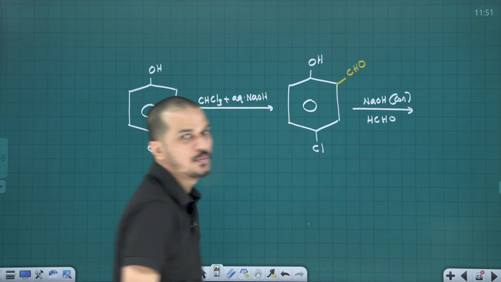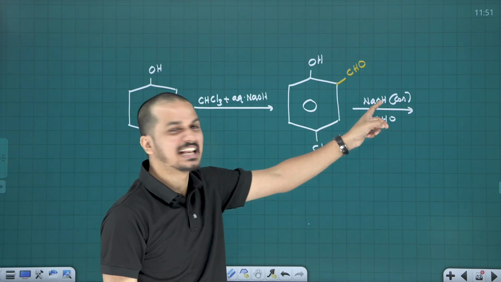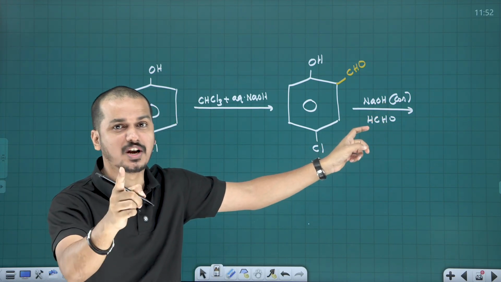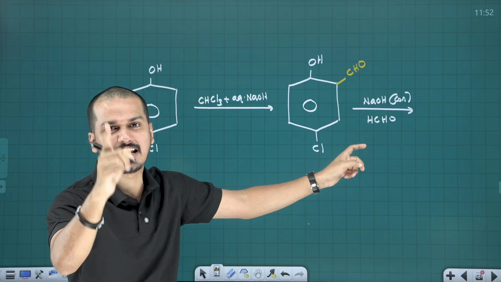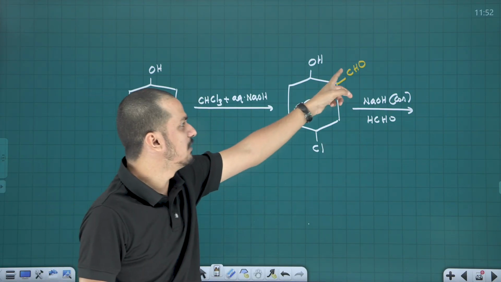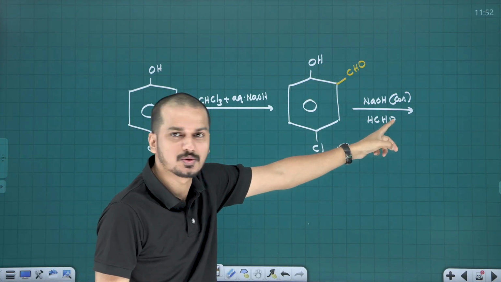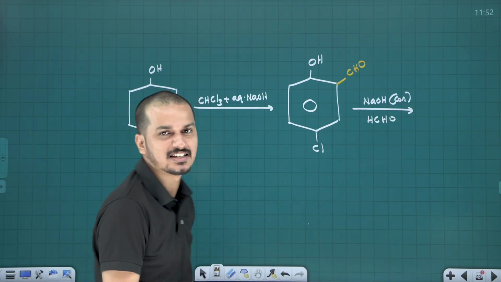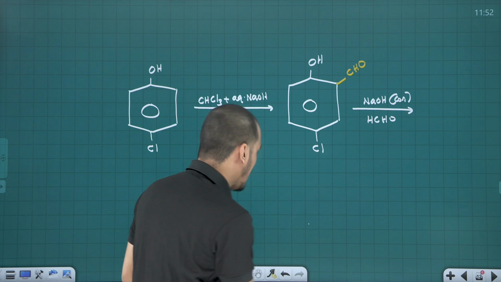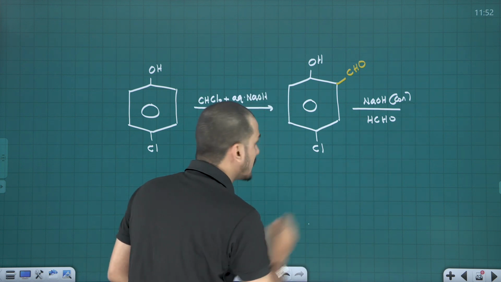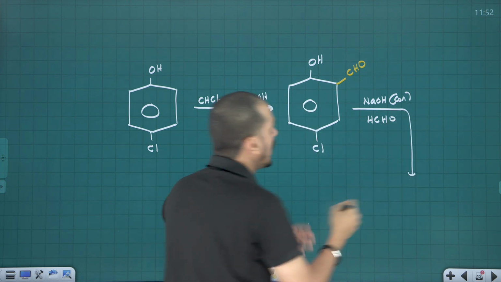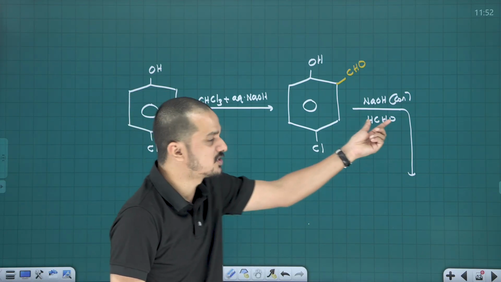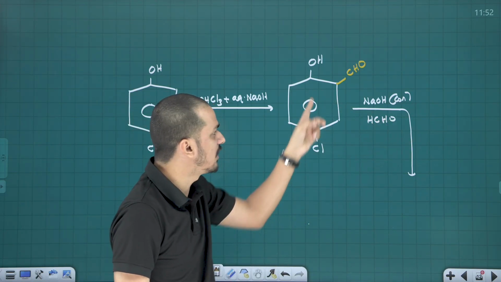HCHO. Now, once you are treating an aldehyde with alkali, you have to bother only about what? Aldol condensation or Cannizzaro reaction. Here, in both this one as well as this one, there is no alpha hydrogen. So which reaction will take place? Cannizzaro reaction will take place. Cannizzaro means one molecule is oxidized, one molecule is reduced. Here HCHO will be oxidized and this one will be reduced.